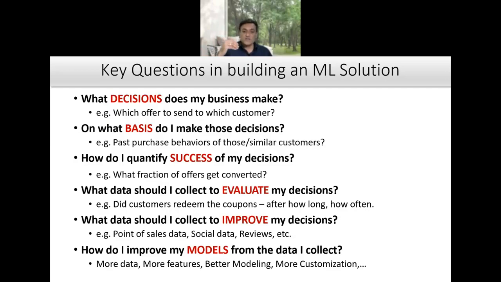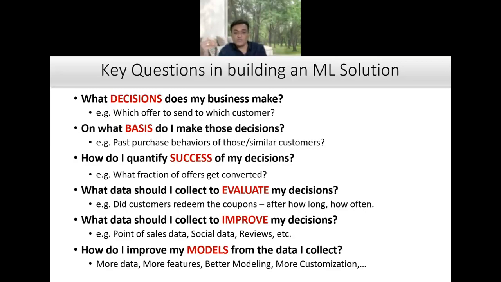Next is, what data should I collect to improve my decision? Previously, we were evaluating the decision. Now we are improving the decision. Whether I want to collect point of sale data, maybe social data, reviews on Quora or on a Facebook page, whether people have provided some sort of feedback. I should use those feedbacks to improve my decision for sending the coupons again or to evaluate the coupon. If no, it is different, then think of another plan.